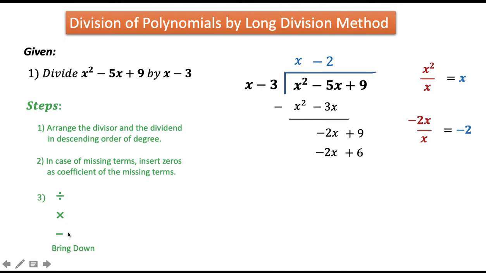After multiplying, subtract. In subtracting, change the sign of the subtrahend. Then proceed to addition, and this one is cancelled. We are left with positive 9 plus negative 6, which is positive 3. Then next, after subtracting, bring down. Since there is nothing to bring down, we will stop here. So our quotient is x minus 2. But since we have a remainder, that is positive 3, we will add 3 divided by the divisor, which is x minus 3. And this will be our answer.